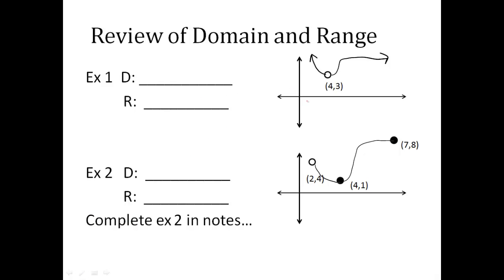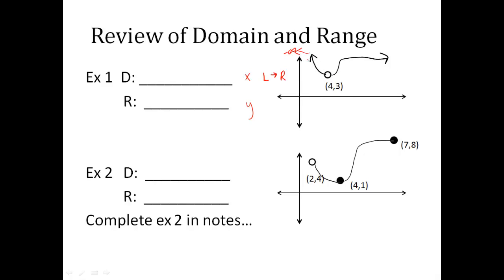Okay, so on example 1, we're looking at the domain and the range of this function. If you remember, for domain, that's your x values, and for range, that's the y values. And with x values, we always look from left to right. What are the two extremes and other points involved? The arrow here tells me that it's going all the way to the left. It's continuing on this way to negative infinity.